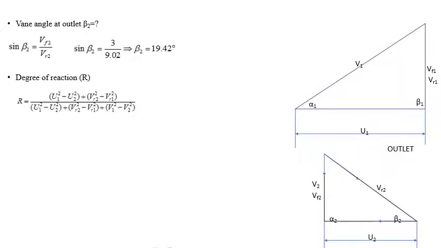Now, degree of reaction R is given by the expression R is equal to U1 square minus U2 square plus Vr2 square minus Vr1 square, to the ratio of U1 square minus U2 square plus Vr2 square minus Vr1 square plus V1 square minus V2 square. The substitution of the values over here, we will find the degree of reaction value is 0.5.